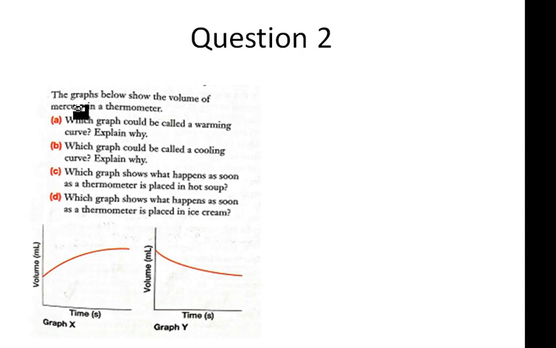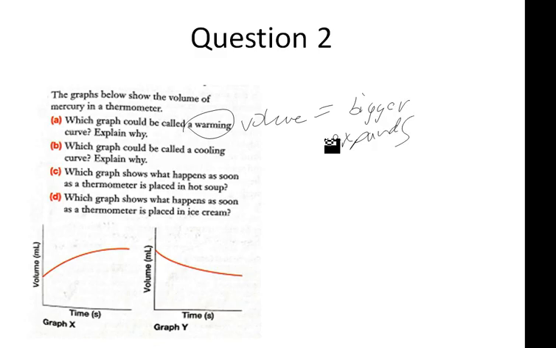Let's go to the next question. It says, which graph below shows the volume of mercury in a thermometer? Which graph could be called a warming curve? Well, what happens when things are warmed? What happens to the volume? It gets bigger. In other words, it expands. So let's look at when things are getting bigger. It's getting bigger, bigger, bigger. It's expanding. So this is a warming curve because the volume expands.